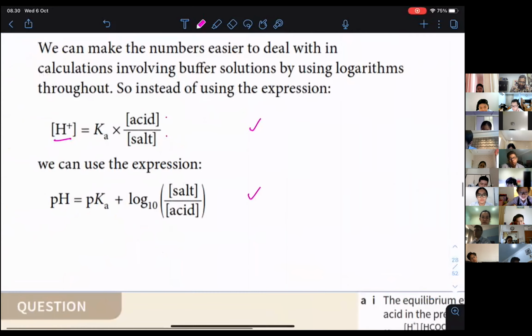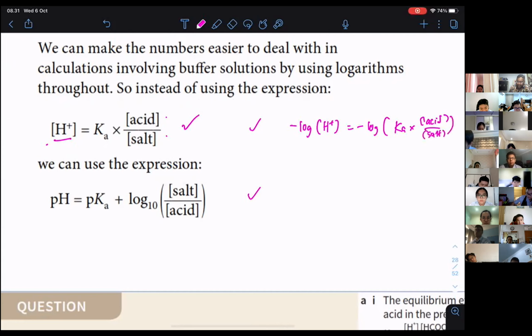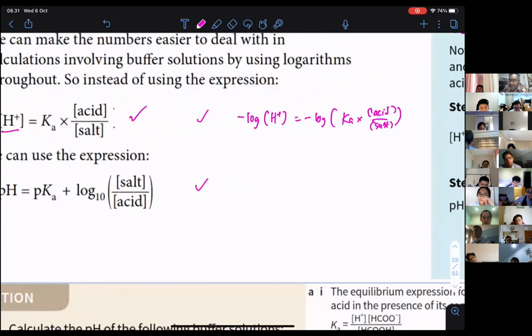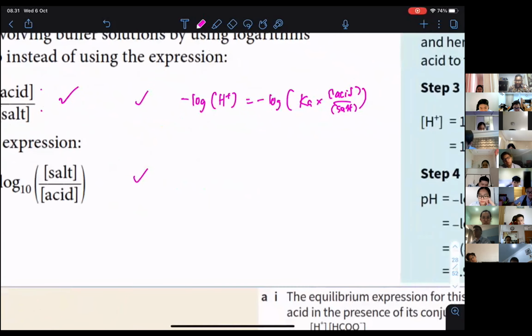So you can simplify this into a formula if you want. What is H plus? If I include negative log, it means everything I multiply by negative log. So negative log H plus, negative log Ka times concentration of acid divided by salt. What will happen if I multiply everything by negative log? You will have this is pH.